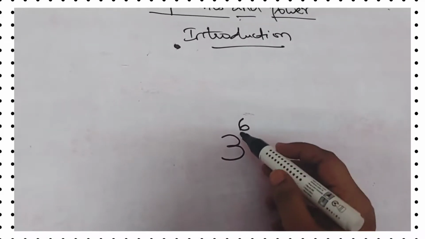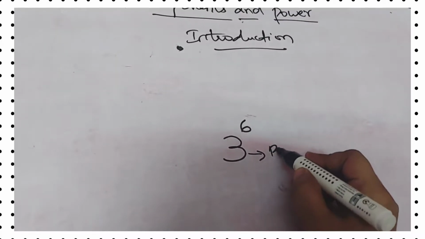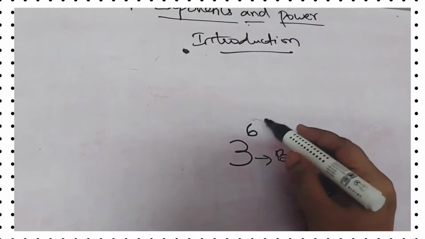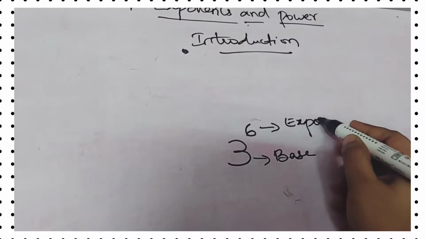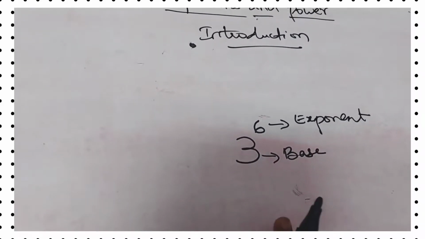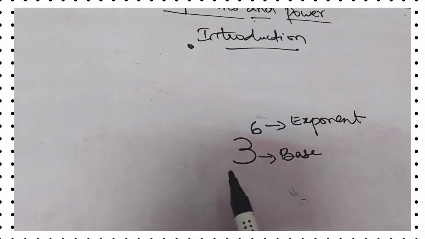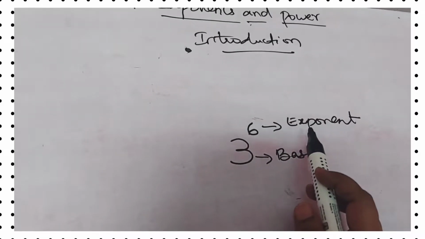The number which is down is known as the base, and the number which is up is known as the exponent. So we have to read this as 3 raised to the power of 6. This one is the base and this one is the exponent.